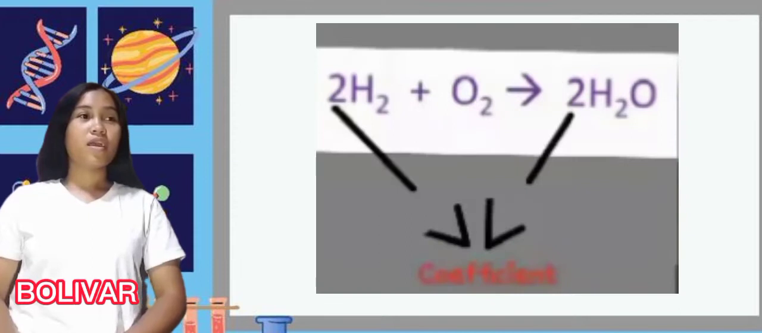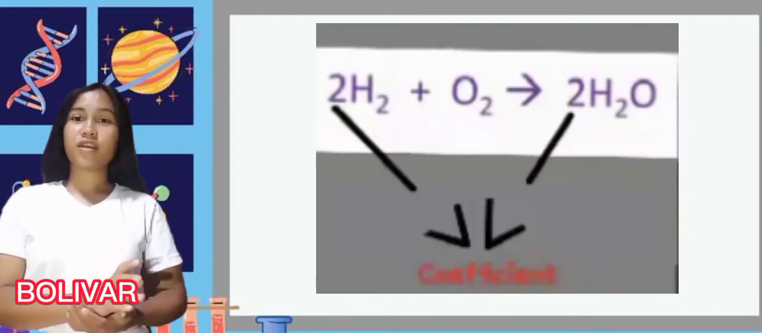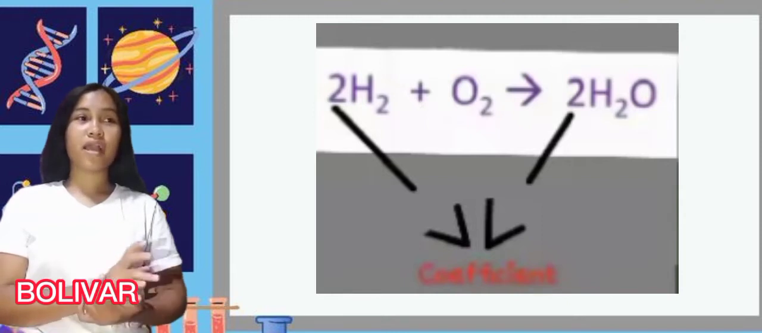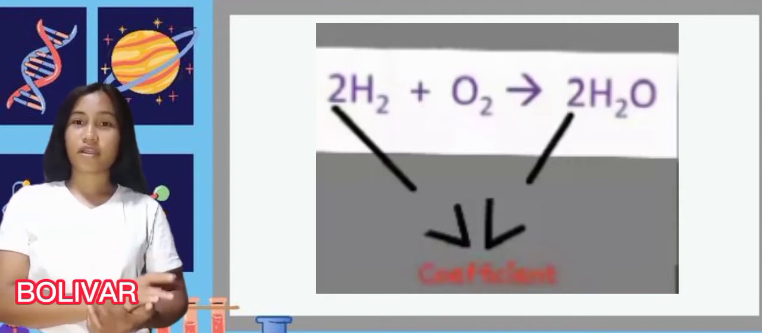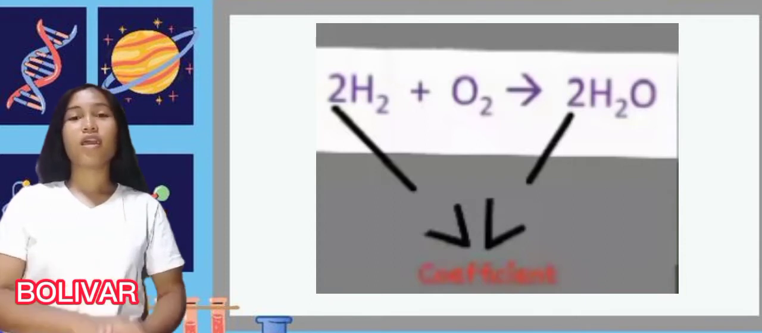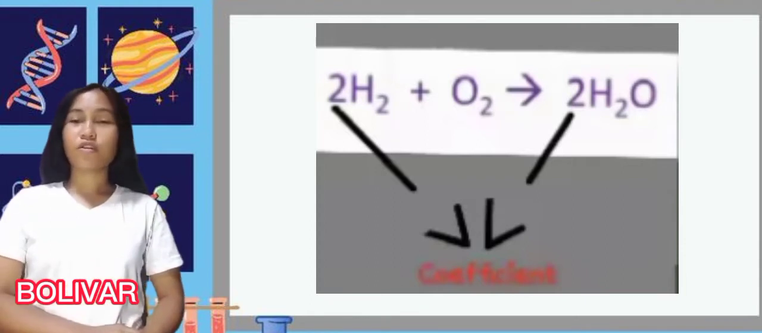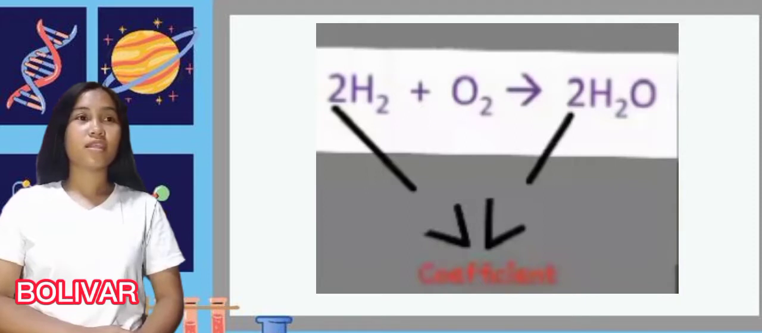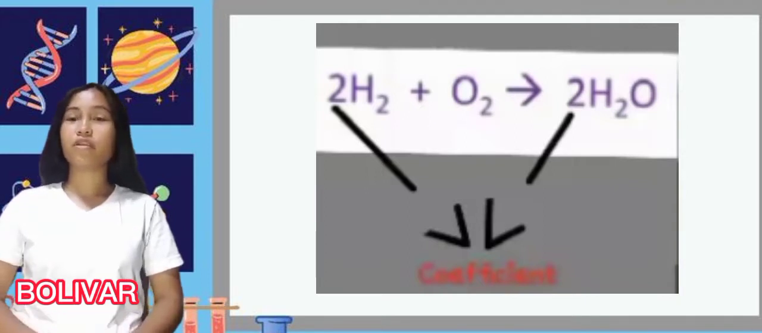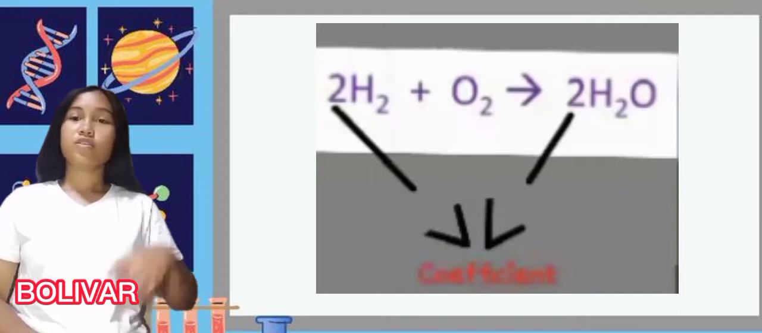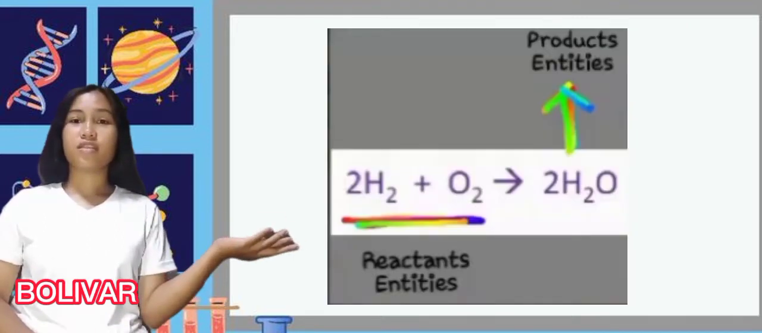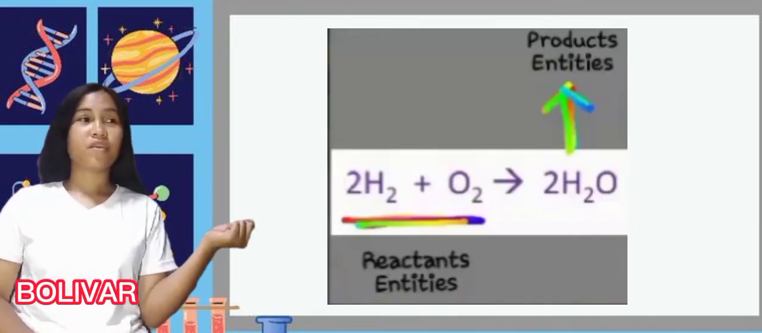So in the first given of the reactant and the product, these are called coefficients. Coefficients in the front of the formula give the relative number of the molecules or formula units involved in the reaction. So this is called the reactant.